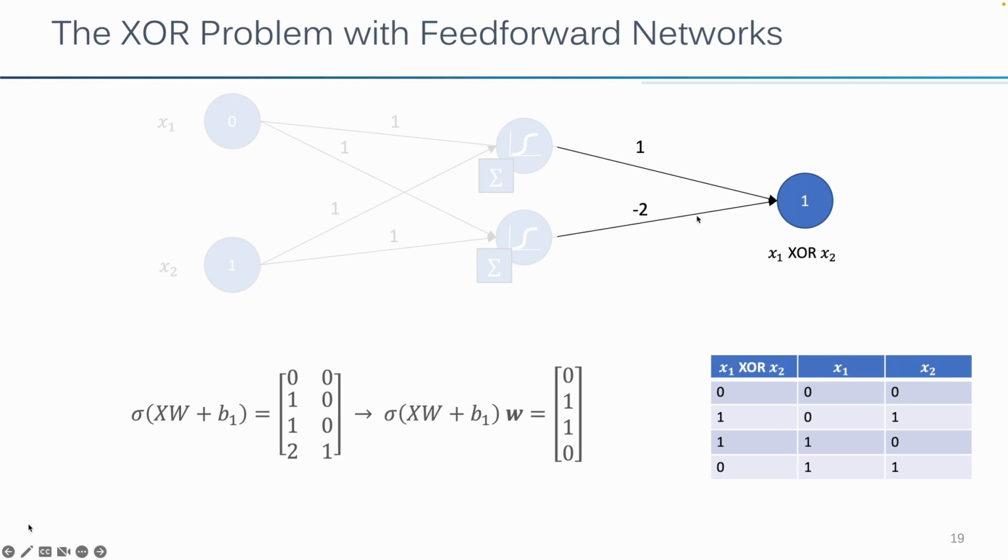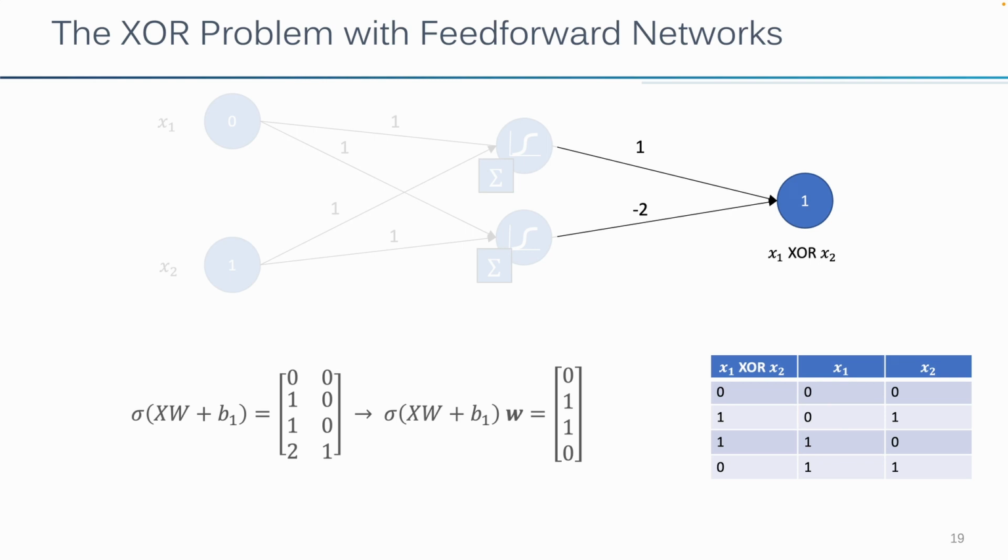Remember, we don't have a bias on this one here. So 0, 1, 1, 0 looks exactly like what we had on the XOR, right? So here, 0, 1, 1, 0 is the solution for our problem. So we have found a solution using the neural network.